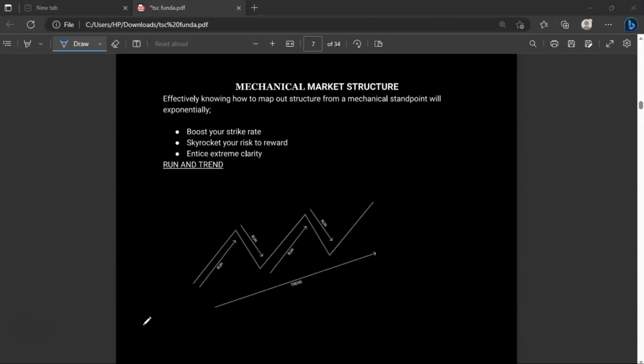And what is a run? It is just a movement in the market. It's either a move down or a move up. It is called a run. It's just like a data. It is not processed, but a wave makes more sense. Wave or trend makes more sense because it has meaning to it.